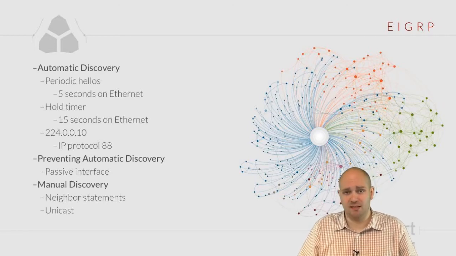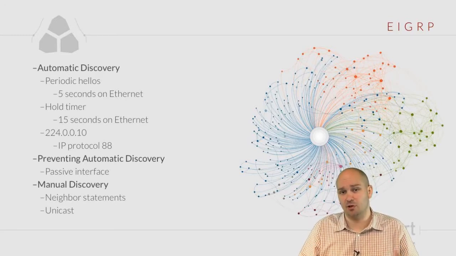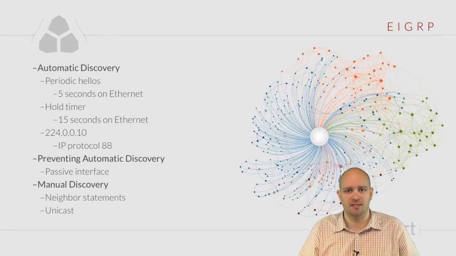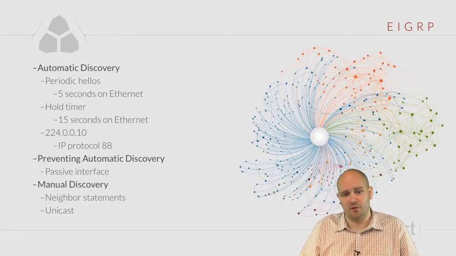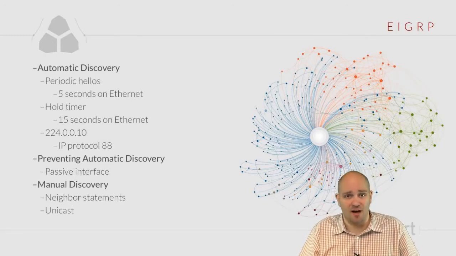Now, with automatic discovery, what's going to happen is that routers are periodically going to send hello messages. These messages, depending on the interface type, so if you have a serial interface, the timers are going to be different than on, for example, Ethernet interfaces, but we're going to concern ourselves only with Ethernet interfaces for now. So the periodic hellos are going to be sent by default every 5 seconds.